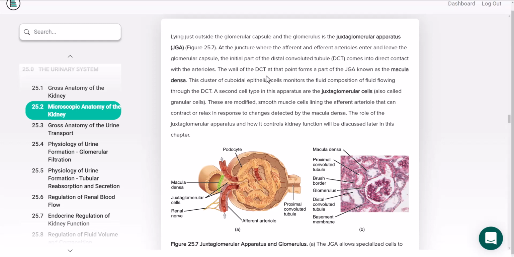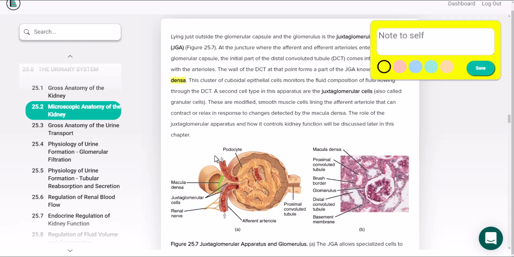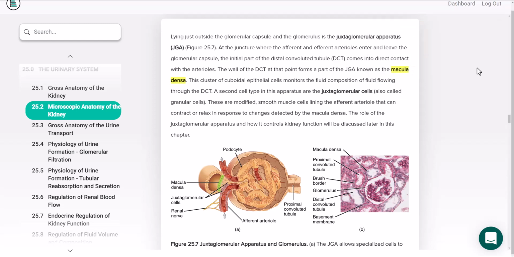In the wall of the distal convoluted tubule, there is a group of cells called the macula densa. This group of cells is shown in green down here in the diagram. The macula densa is just a group of epithelial cells, and they're monitoring the fluid flow through the nephron structures.